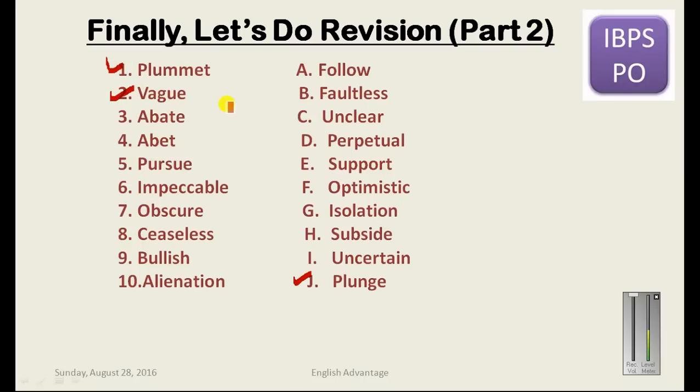Vague, if something is vague, it's unclear. Abate, subside. Abate, support. Pursue, follow. Impeccable, faultless. Obscure means uncertain, or you can say unclear. Ceaseless, if something is continuous or perpetual, it is called ceaseless. Bullish means optimistic, and alienation means isolation or separation.